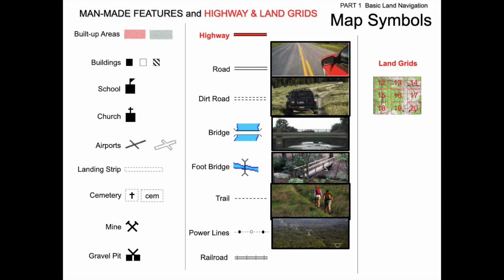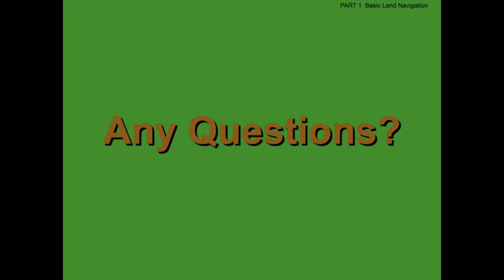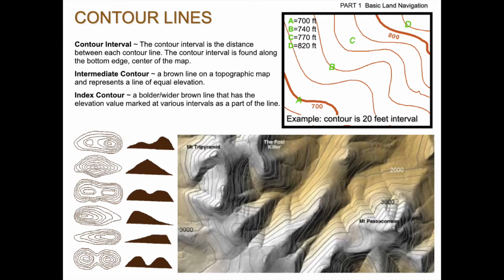Sometimes maps are from 1983 though. Now you've got power lines. Railroads are pretty self-explanatory. And again, as always, if you have any questions, drop them in the comments and I will do my best. Alright, next we'll talk about contour lines.